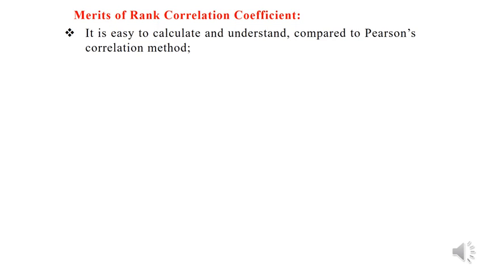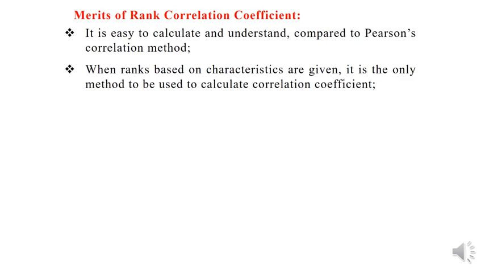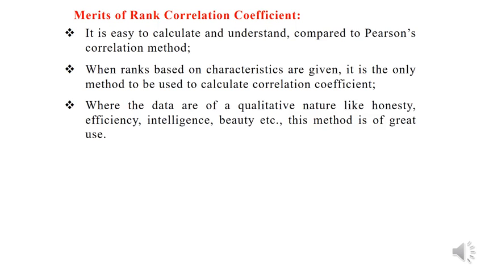You don't know other methods. We have not taught them to you as per the syllabus. Concurrent deviation method, graphic method, all those things are there. So we have not taught them to you. Next, when ranks based on abstract characteristics are given, the rank correlation method is the only method available to calculate the correlation coefficient. And one more thing, when qualitative aspects like beauty, efficiency, intelligence, etc. are given, then this method is of great use to calculate the correlation coefficient.